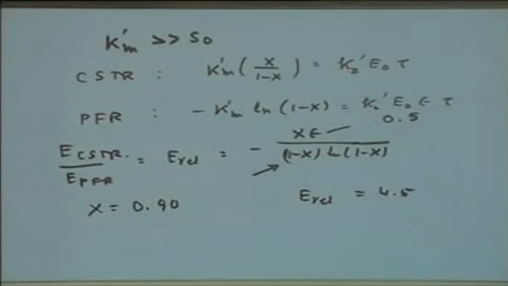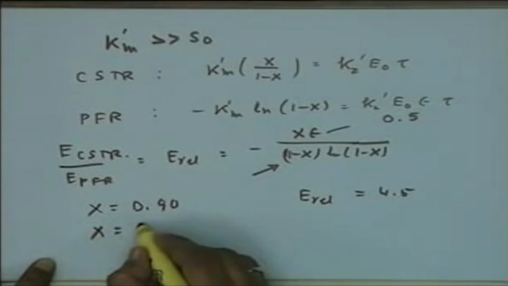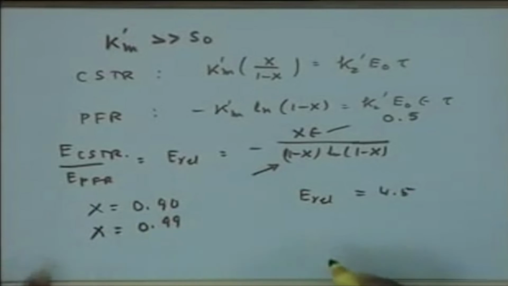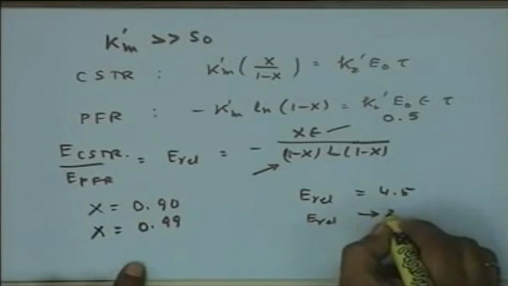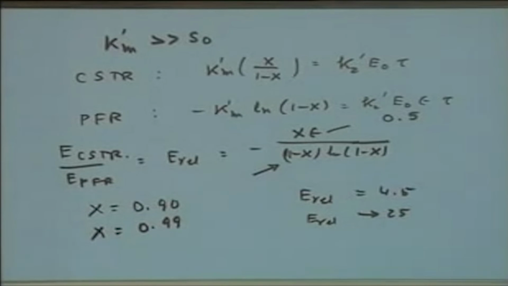Now, if you change this fractional conversion to, let us say, 0.99, the E relative value shoots up to 25. The inference I want to arrive at is that the higher the fractional conversion required for a particular reaction under first order enzyme, the more drastically it increases the relative quantity of enzyme required in CSTR.